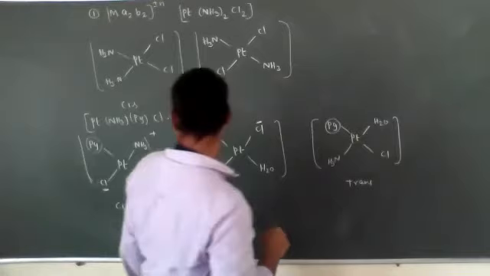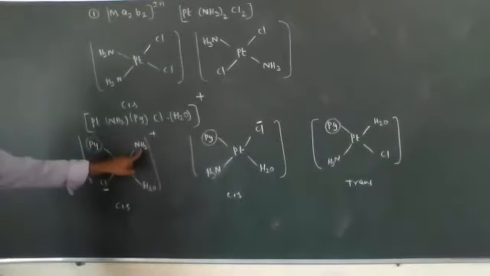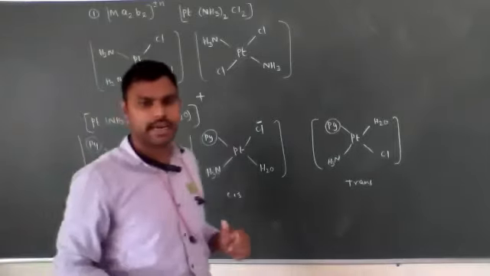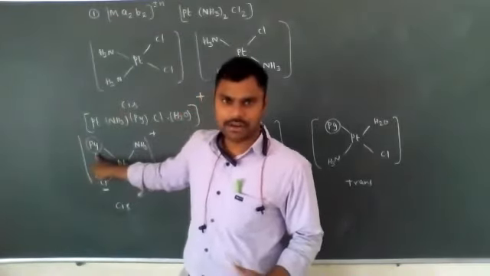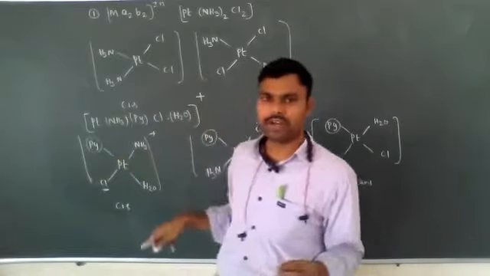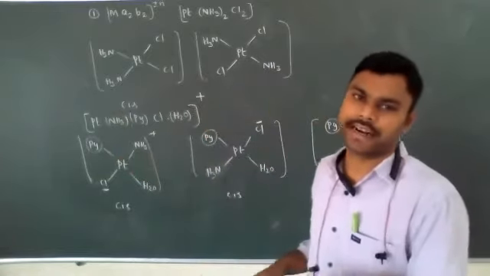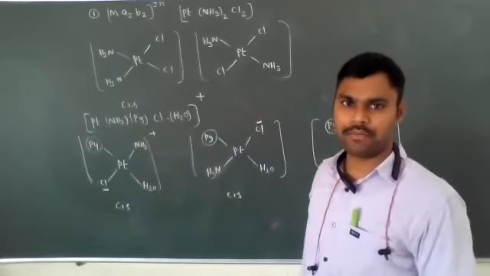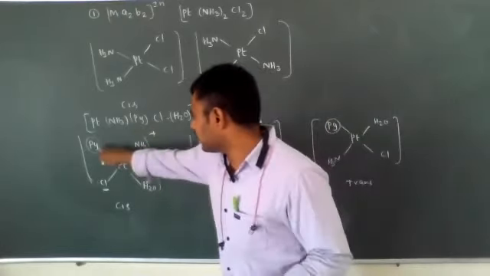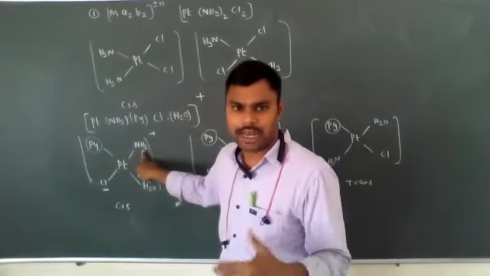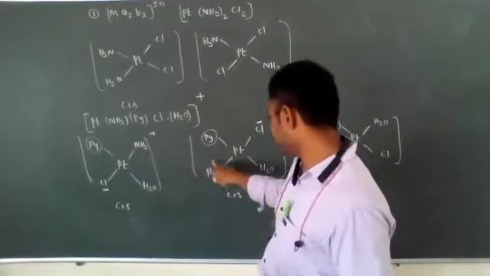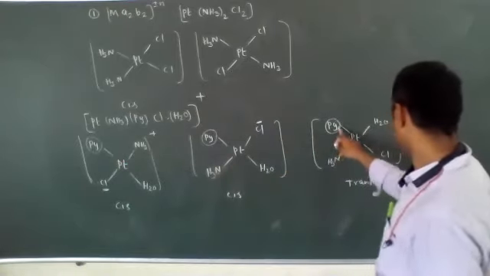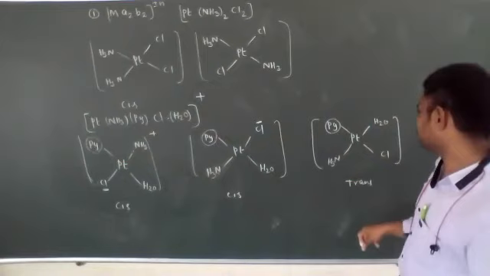Otherwise, instead of chlorine, you can check with respect to ammonia. Pyridine is fixed and one position is fixed with respect to ammonia. How many cis forms and how many trans forms are we getting? This is an MABCD type of complex compound. With respect to ammonia, pyridine and ammonia are both on the same side, and here pyridine and ammonia are both on the same side, which means it is also cis, and another.